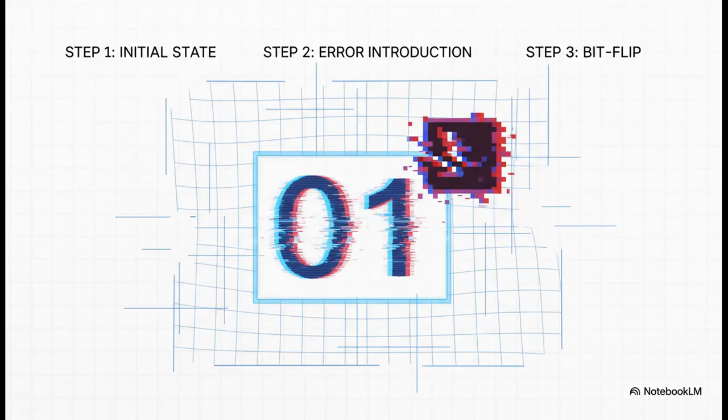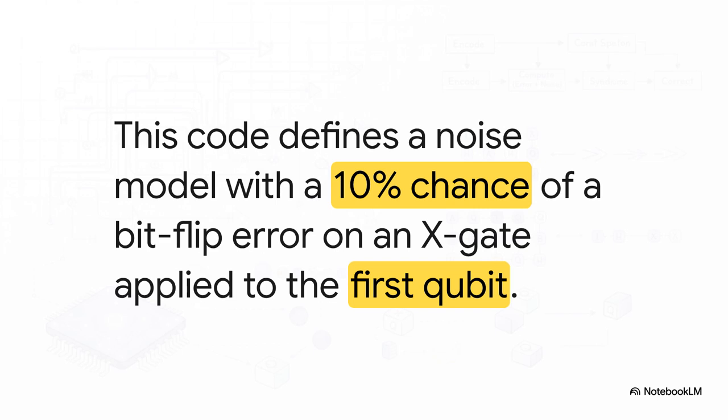Okay, next up, we're going to create a noise model. See, we're not trying to run some perfect, idealized simulation. We want to simulate a real imperfect quantum computer by introducing one of the most common errors out there, a bit flip.